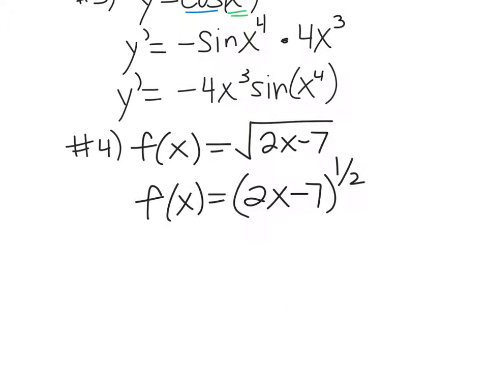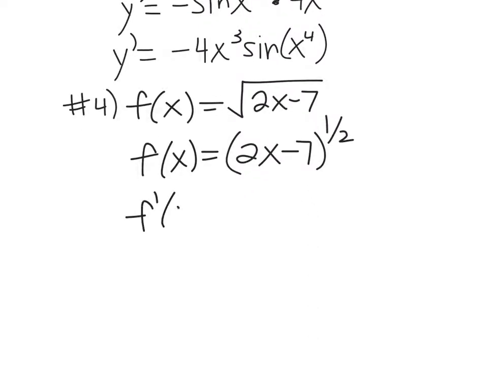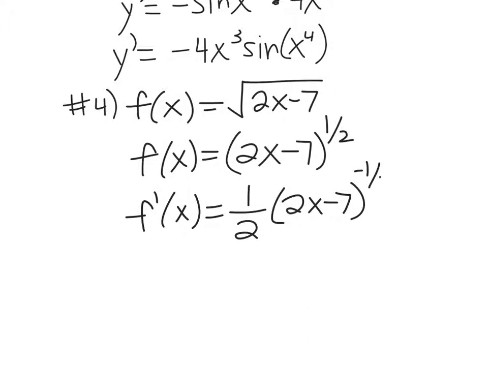All right, so now we're ready. Do you see the inside and you see the outside function? So you do outside first, outer inside rule. So the derivative would be to bring the 1/2 down to the front. And then don't forget to subtract 1 off. So 1/2 minus 1 is negative 1/2. And we're going to have to fix that in just a minute. And then times the derivative of the inside, which is 2.